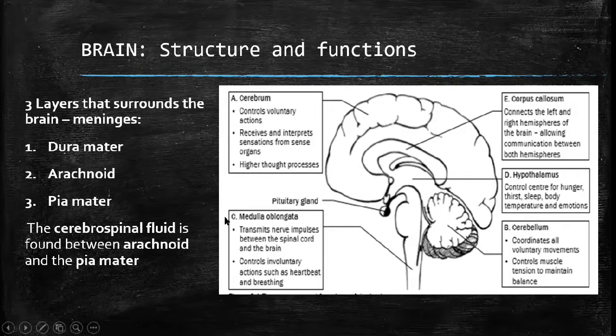And then now looking at the medulla oblongata. The medulla oblongata, it transmits impulses between the spinal cord and the brain. You see, remember here, we have the continuation of the spinal cord. This medulla oblongata is in continuation with the spinal cord. And here above it, we have the brain. So it transmits impulses from the spinal cord to the brain, between the spinal cord and the brain.